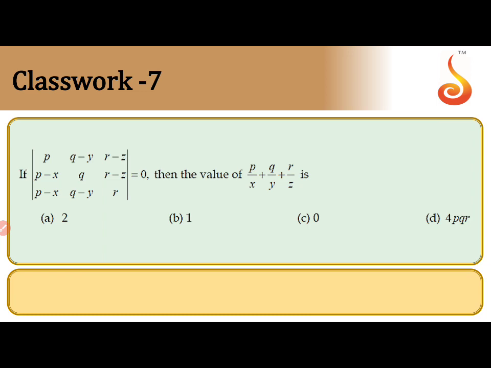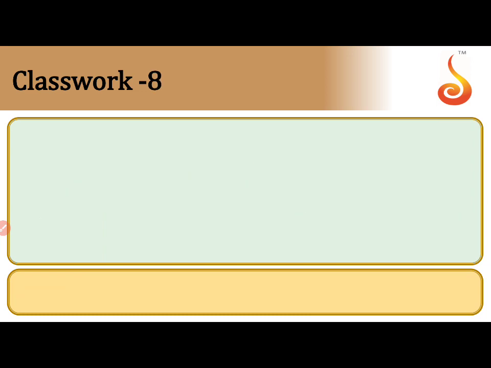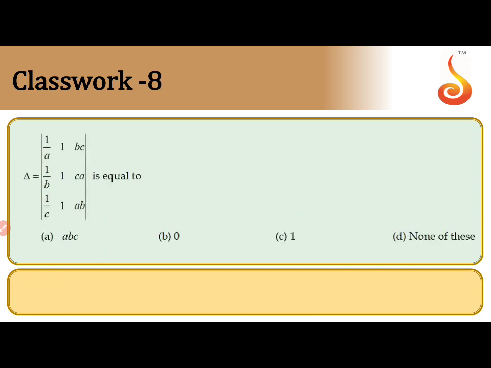Check the answer. Option A is correct. Next, question number 8. Delta equals the determinant with rows 1/A, 1/BC; 1/B, 1/CA; 1/C, 1/AB. Then what is the value of the determinant?